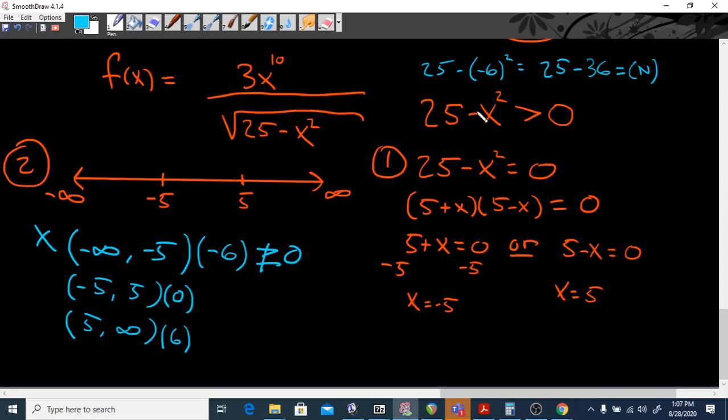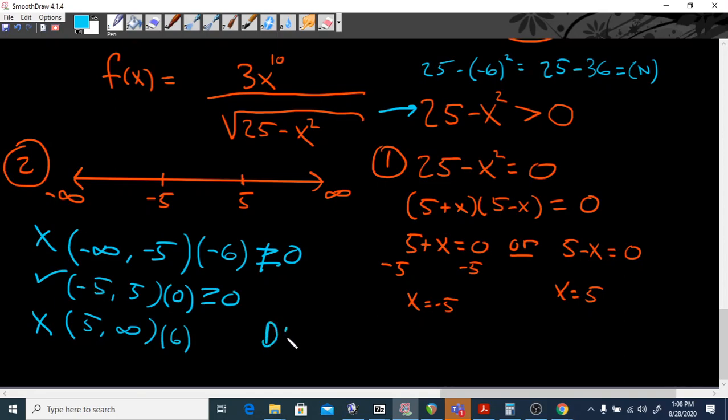If I pick 0 and plug it in, we can actually put 0 into the non-factored form and get 25 minus 0, which is certainly greater than 0. So this interval is going to check out. And then if I put 6 in, it doesn't take that long to realize that this is going to give me the same result as I had up here. So this one's not going to work.